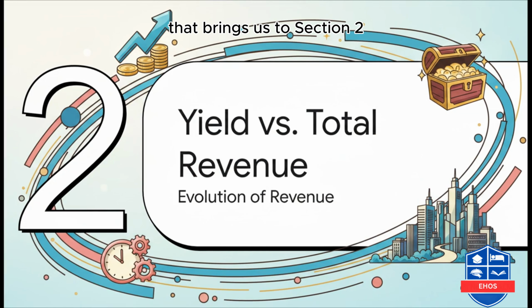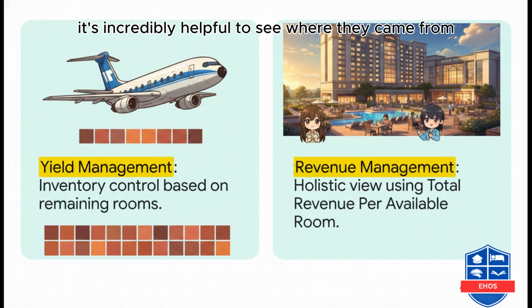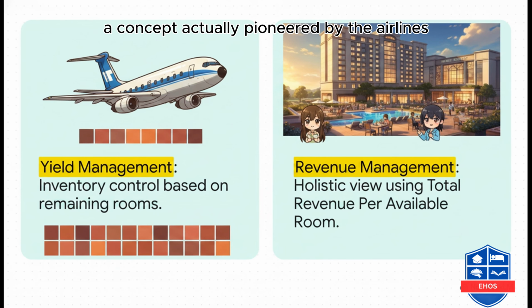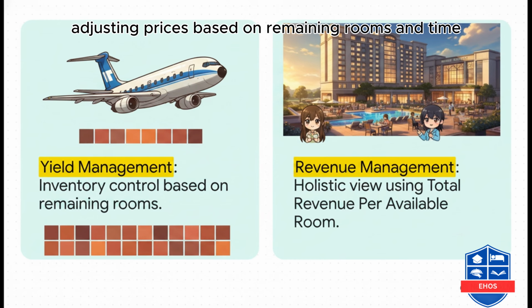That brings us to Section 2. Yield versus total revenue, the evolution of revenue management. To really grasp how we apply these strategies today, it's incredibly helpful to see where they came from. Historically, the industry relied on yield management, a concept actually pioneered by the airlines way back in the 1970s. This primarily focused on basic inventory control, adjusting prices based on remaining rooms and time.